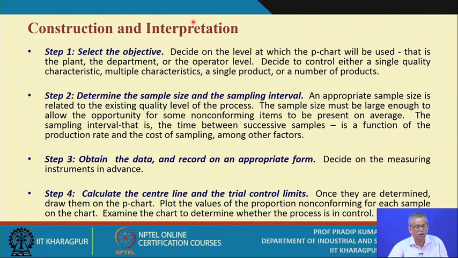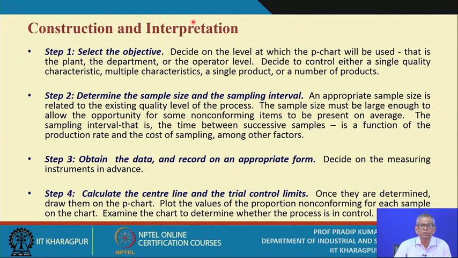It is obvious. How to construct a control chart? There are certain steps. First, you select the objective. What is the purpose of using the control chart? The details are here, and at which level you will be using the P control chart. This should be made very, very clear. Now the next important selection is that you need to determine the sample size and the sampling interval. That means how frequently you will be collecting the sample, the sampling frequency or the number of samples. As such there is no formula for determining this.